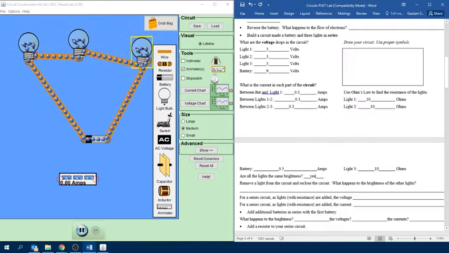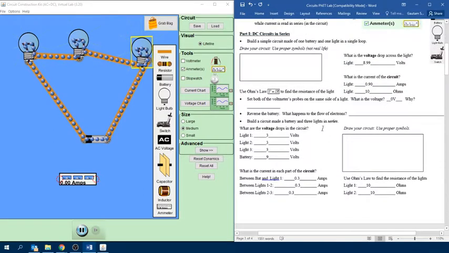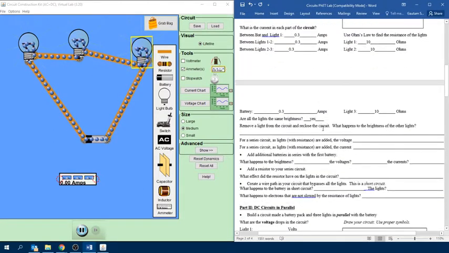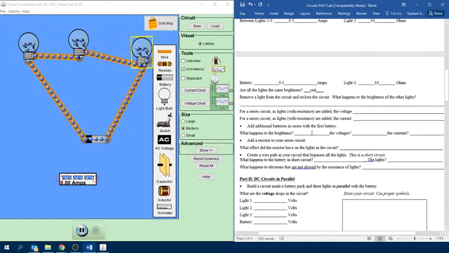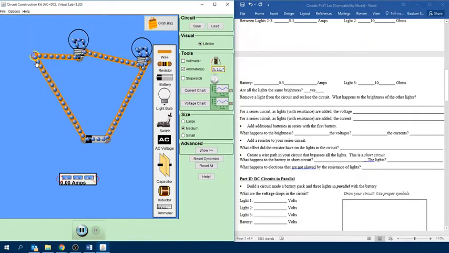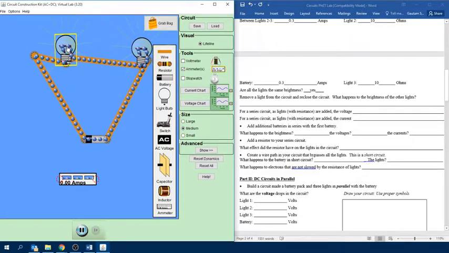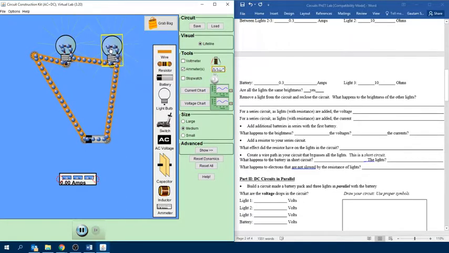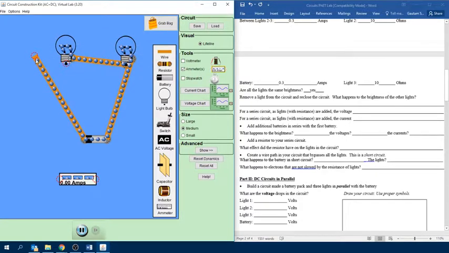All right, now we have covered pretty much this first part pretty well. We've got at least the data and the calculations aspect of it. Now they're asking, remove a light from the circuit and reclose the circuit. Okay, so what happens to the brightness of the other lights? All right, so you can count by the number of rays that they have now increased. So the number of rays surrounding this is increased, which means their brightness is increased as well.